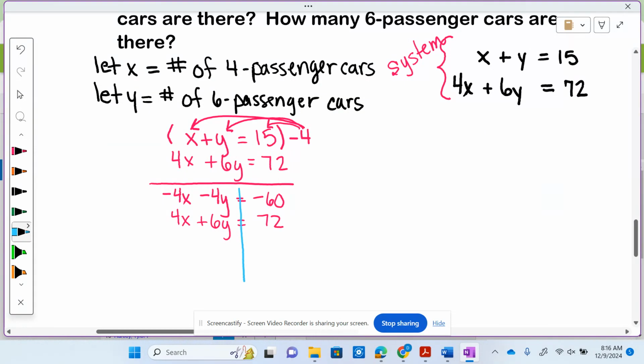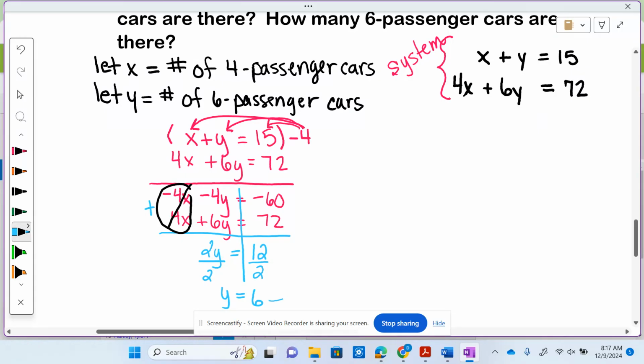All right, let's solve this. What's going to cancel out when we add these two together? Yeah, we're going to cancel out our x's. So when I cancel out my x's, negative 4y plus 6y gives me 2y, and negative 60 plus 72 gives me 12, okay. Keep going, Tim. Divide both sides by 2. And I find out that the number of 6-passenger cars is 6. 6 passenger cars, okay.